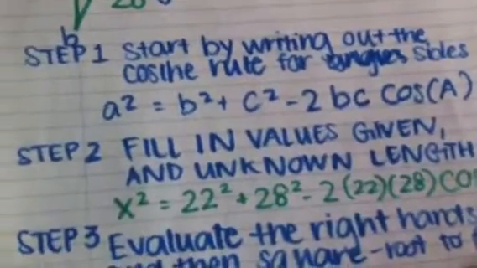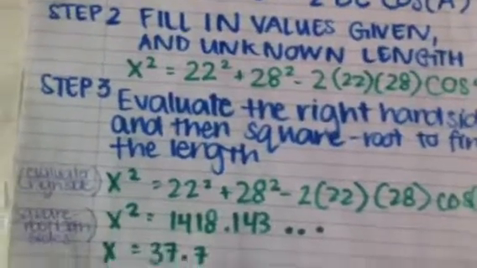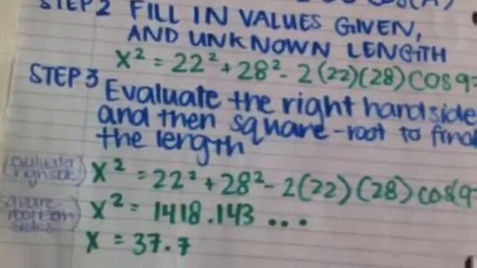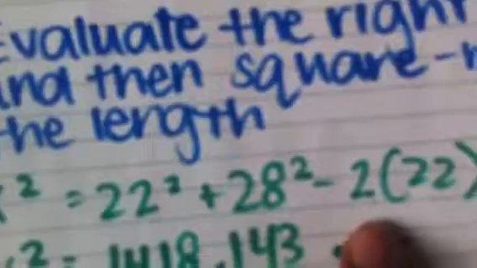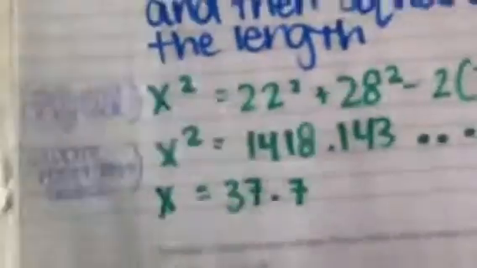Note that when you're plugging in cos, you're going to get a decimal, so you always round to the fourth decimal place. Step 3, we have to evaluate the right-hand side and then square root to find the length. So, therefore, you have x squared equals 22 squared plus 28 squared minus 2 times 22 times 28 cos 97. Here is where we evaluate the right side only. We didn't finish the equation, but we're just showing you how to do it.